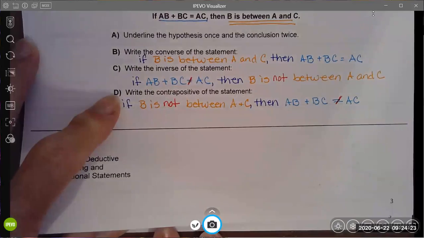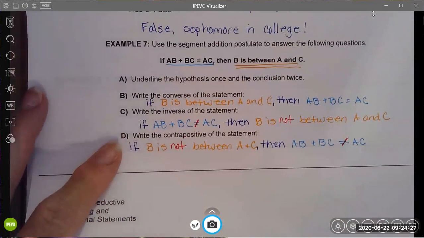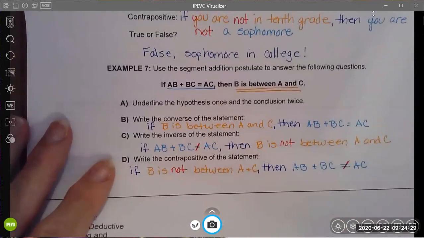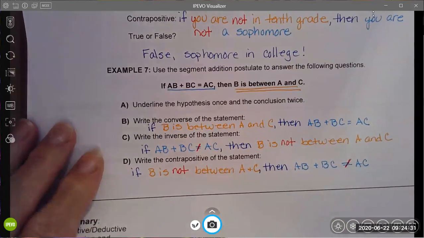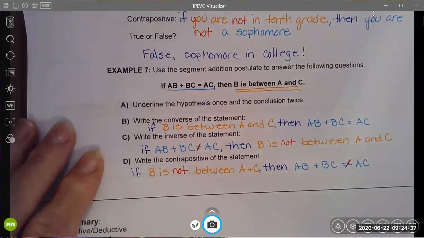And then lastly, here's my counterexample to our contrapositive from above. I conclude that if you are not in 10th grade, you are not a sophomore is false, because I think you can be a sophomore in college.